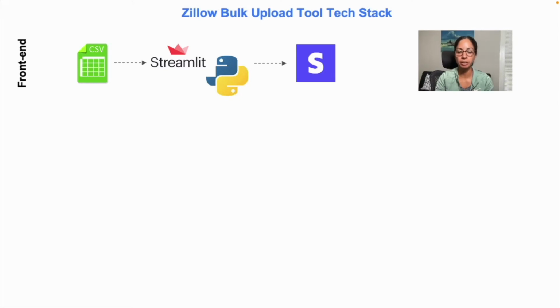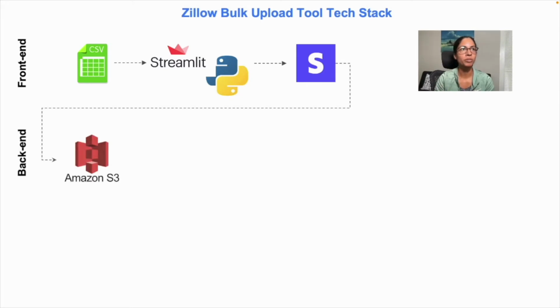Now going to the back-end pieces, one of the first things is actually saving down the file that was uploaded from the user into Amazon S3. Amazon S3, think of it as a storage or a folder. You could save pretty much any type of data. In this case, I'm saving the data as CSV.